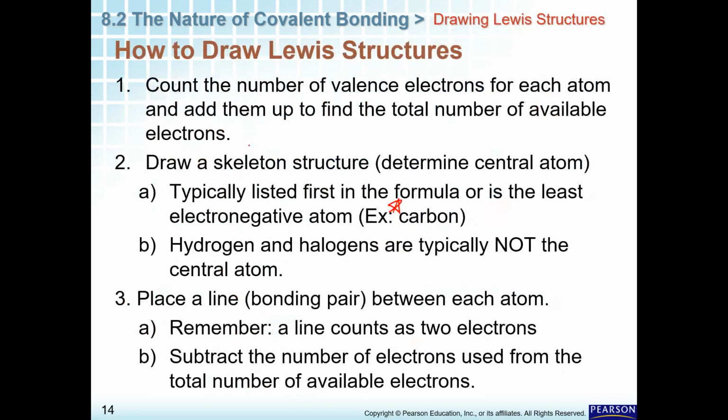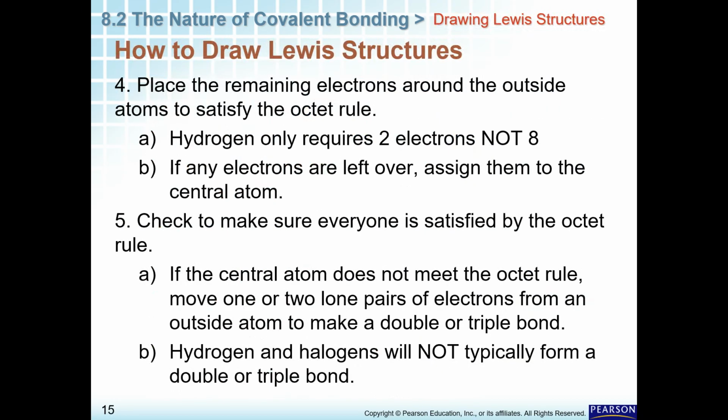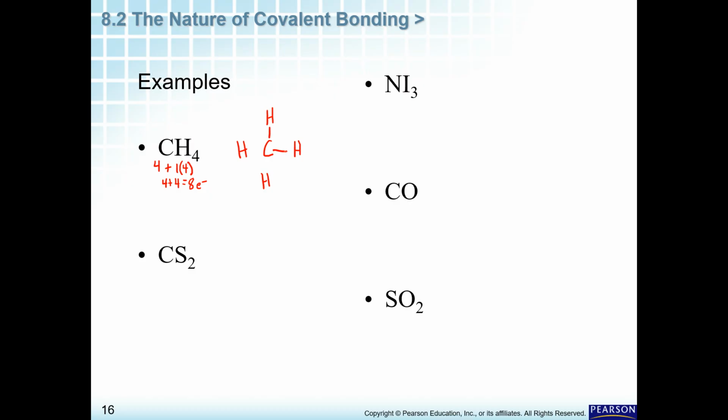Step 3, we're going to place a line, or we call this a bonding pair, between each atom. Remember, a line counts as 2 electrons. Then we must subtract the number of electrons that we actually used. So here, let's make a line between all these electrons around our central atom. Remember, a line is 2, so we use 2, 4, 6, 8 electrons, and that gave me 0. I have no more electrons that I am allowed to place.